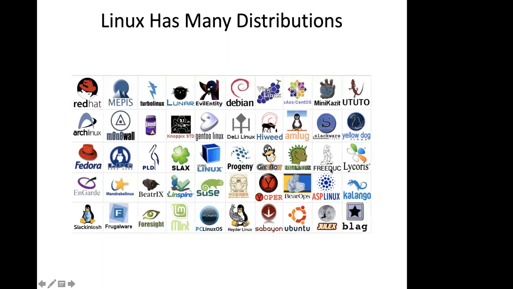How many distributions are there? So these are all the different types of distributions, but I think the most famous and popular ones are Red Hat, Debian, CentOS, Fedora, SUSE, and Ubuntu. So these are some of the most famous Linux distributions that are available in the world today.